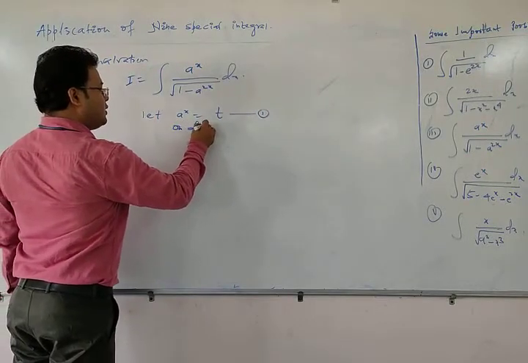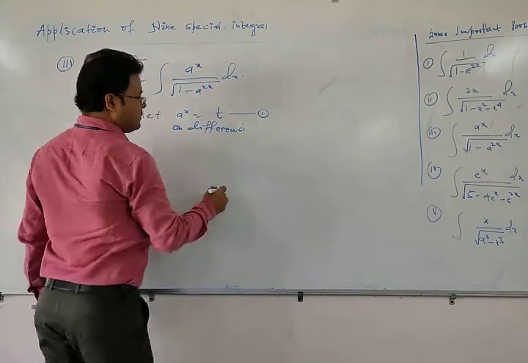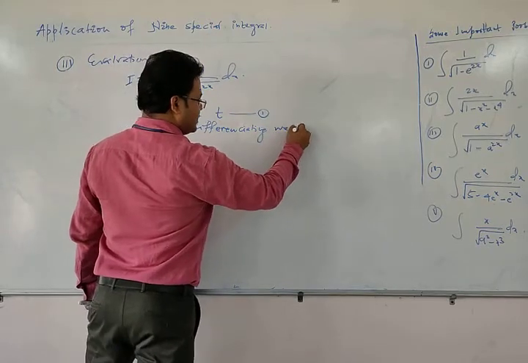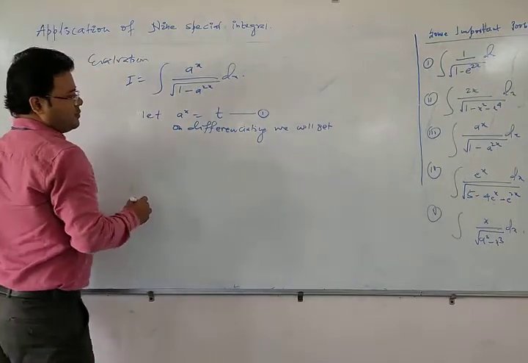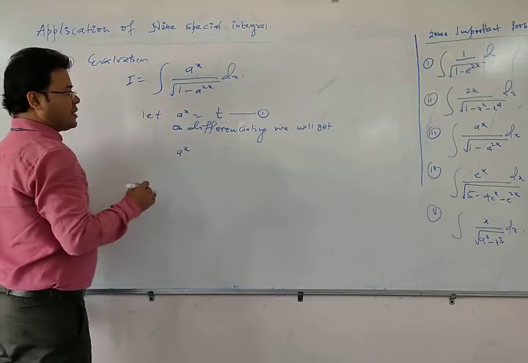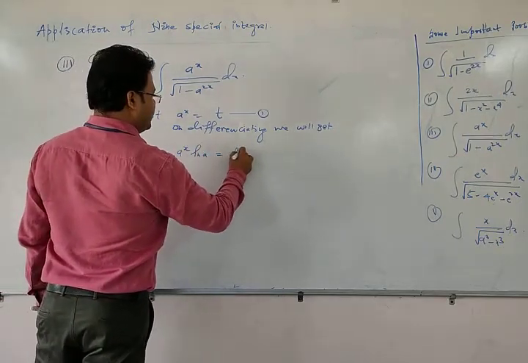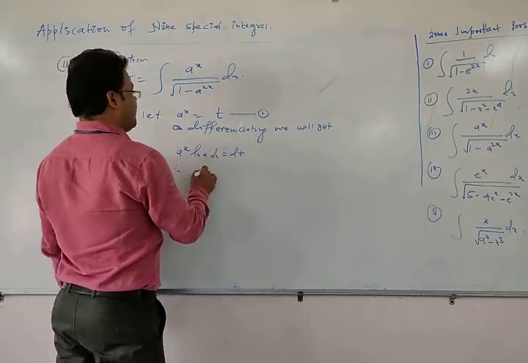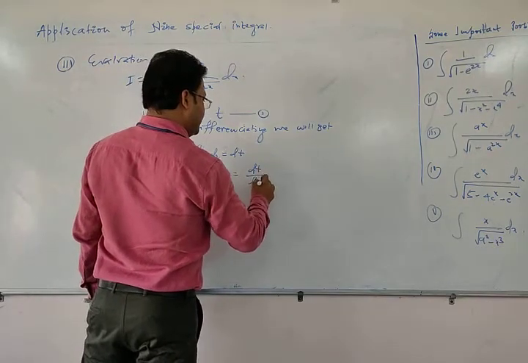On differentiation we will get: the differentiation of a to the power x is a to the power x into ln a, which is equal to dt by dx. So here you can write dx. Therefore, in place of a to the power x dx you can write dt upon ln a.